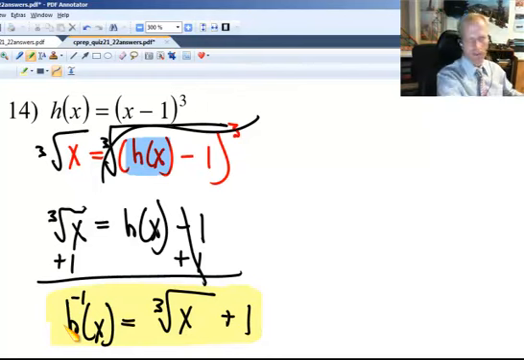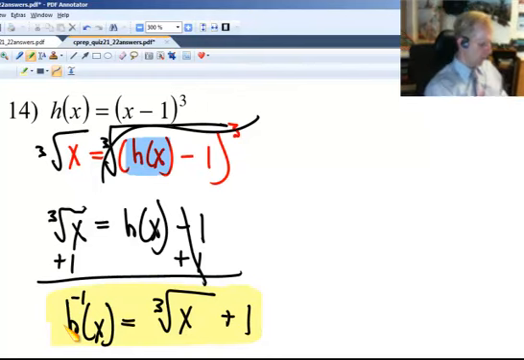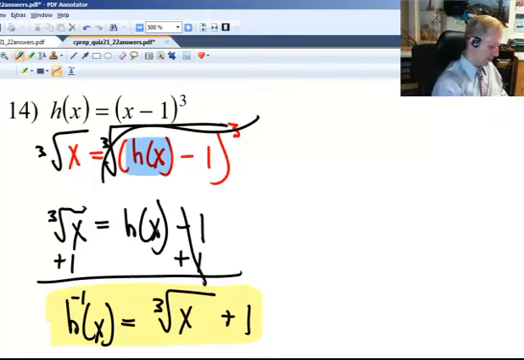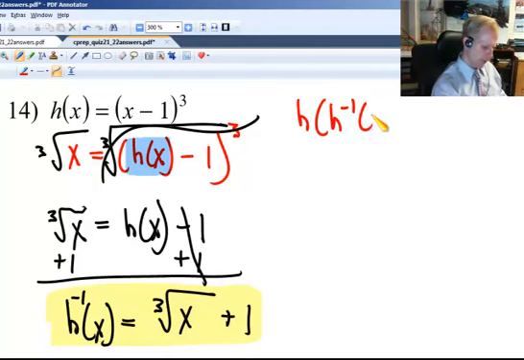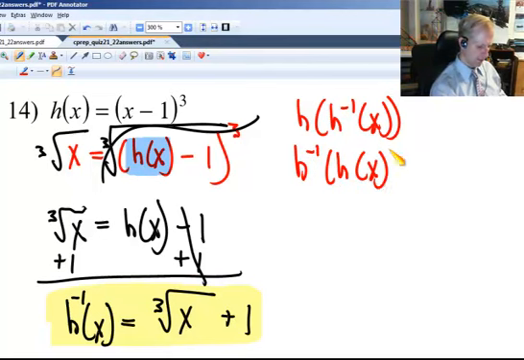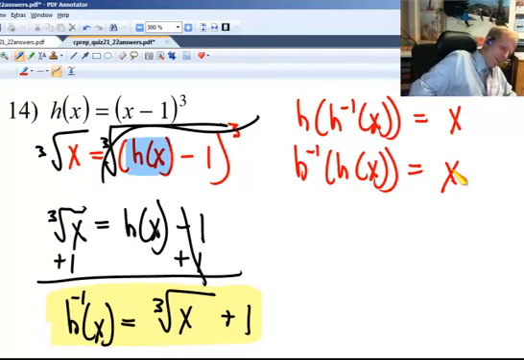That's finding the inverse. Now, for this one, I'm going to actually confirm that it is indeed the inverse. And when I do that, I need to find h of h inverse x and h inverse of h of x. So there are two composition problems, just like the ones above that we just did. And I want to check to see that those are both equal to the variable, which is x itself.